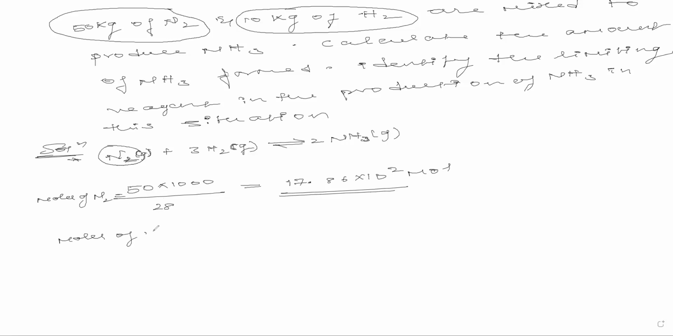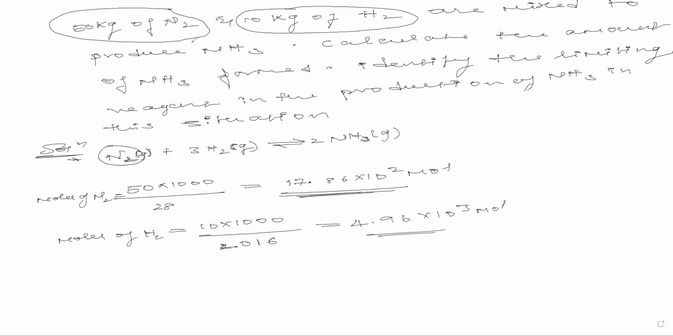Next, moles of H2. Moles of H2 is 10 kg converted into grams, that is into 1000, divided by the molar mass of hydrogen, which is 2.0116 for H2. That gives 4.96 into 10 to the power of 3 moles. This many moles of hydrogen are present in 10 kg.